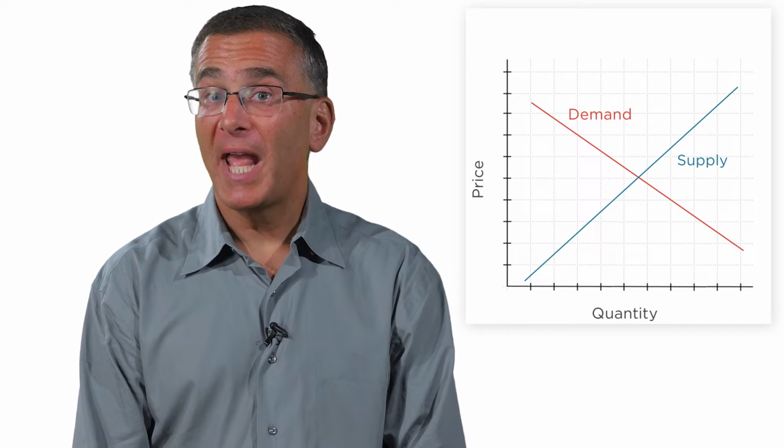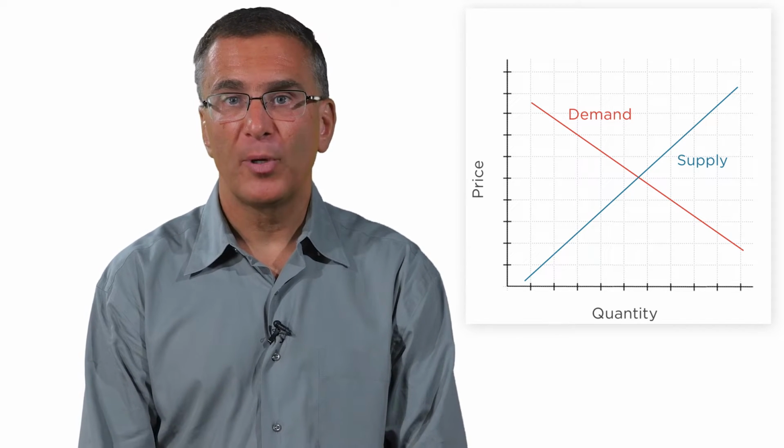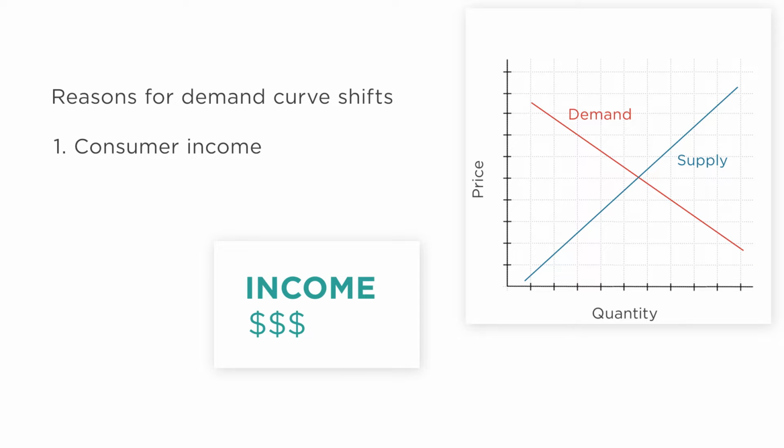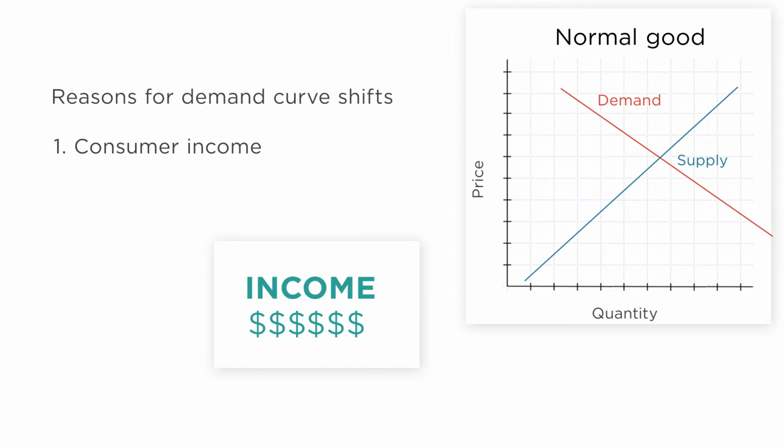We just talked about what happens when you shock the supply and demand equilibrium. For the AP test, there are 6 main reasons why the demand curve can shift up or down. One is consumer income. If consumers see a change in income, their demand for a good changes. For example, for normal goods, higher income means a shift up in demand.